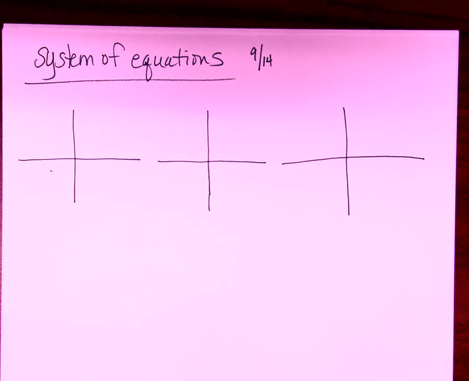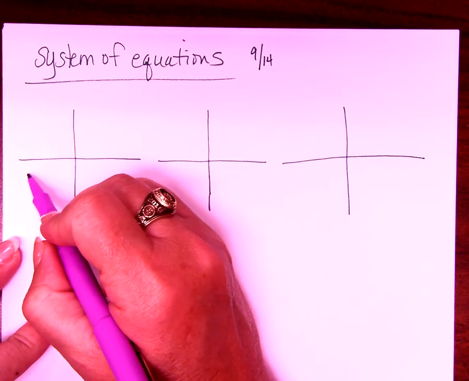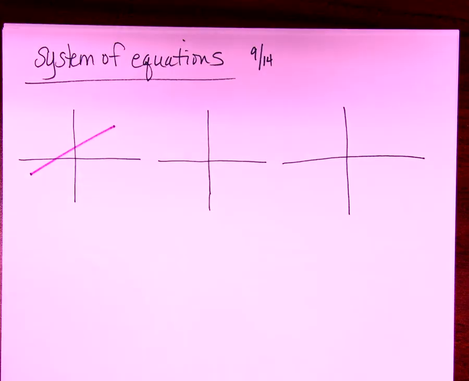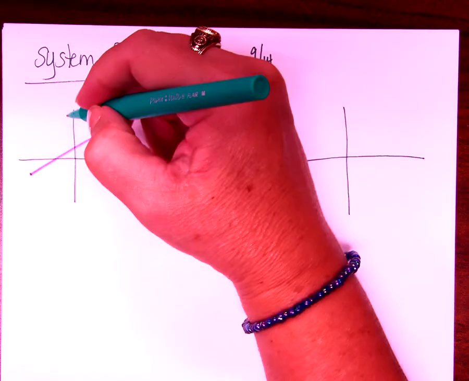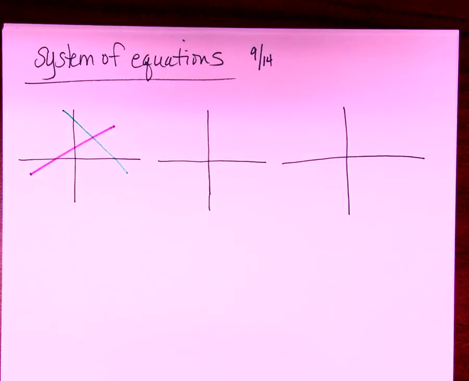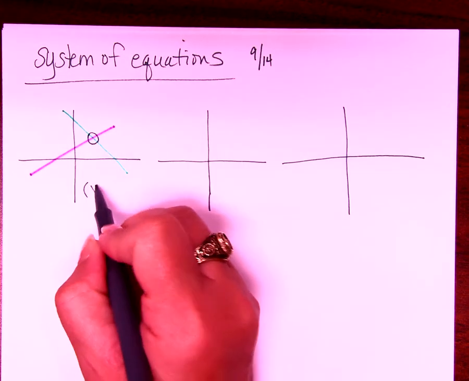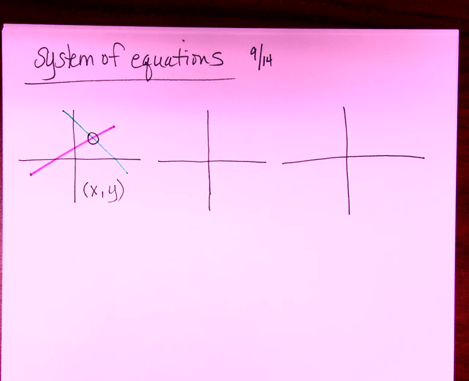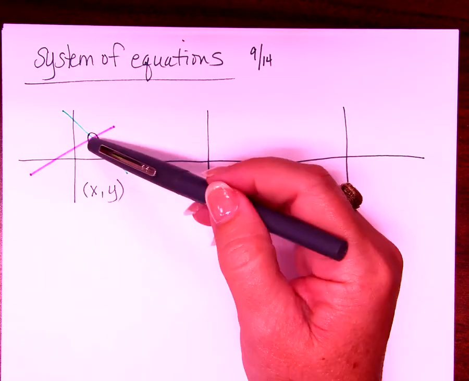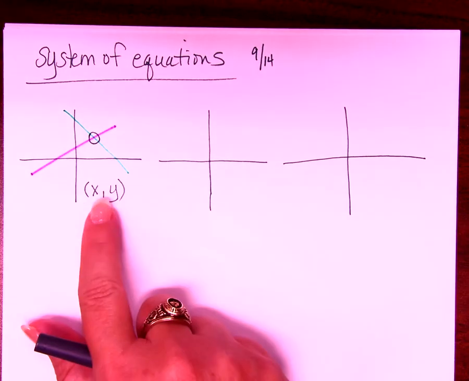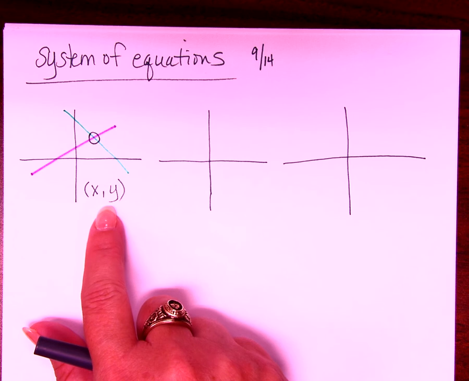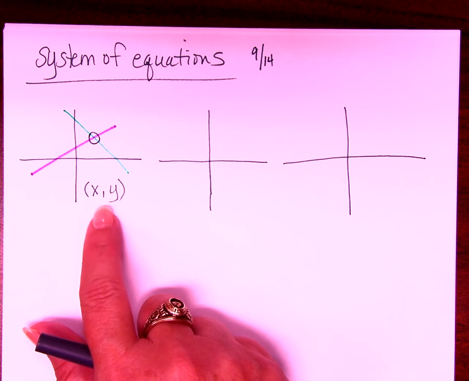Okay? I can have one line that goes like this and one line that goes like this. Well, where's the solution? Right here where they cross. This is the solution, x, y. I don't just draw the lines and circle where they cross. I have to state where they cross. I have to write down where they cross because this right here is the solution.